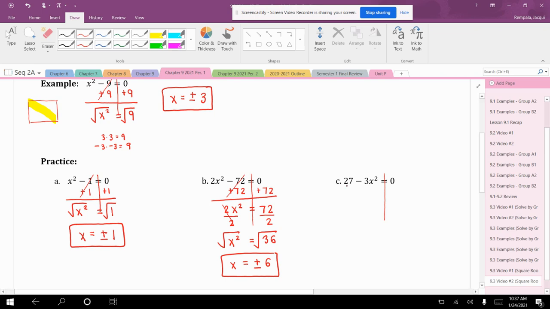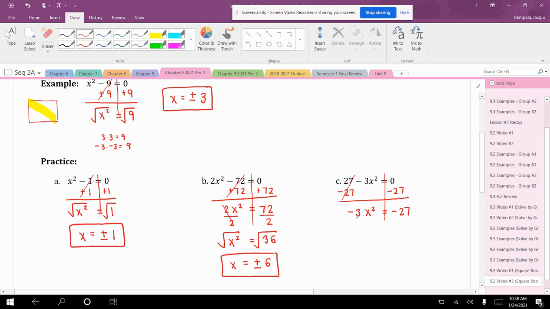So notice that's the 27. It starts as a positive because you always look at the sign that's in front. So how do you get rid of a positive? We're going to subtract it. So we'll subtract 27, getting rid of it on the left. But now notice the negative sign was really with the 3. So we'll have a negative 3x squared. That's going to equal 0 minus 27, which is going to give us a negative 27.